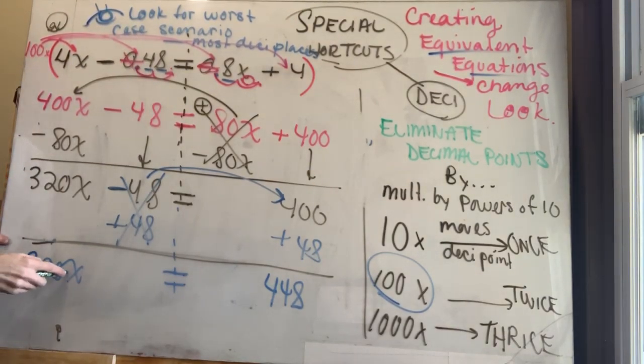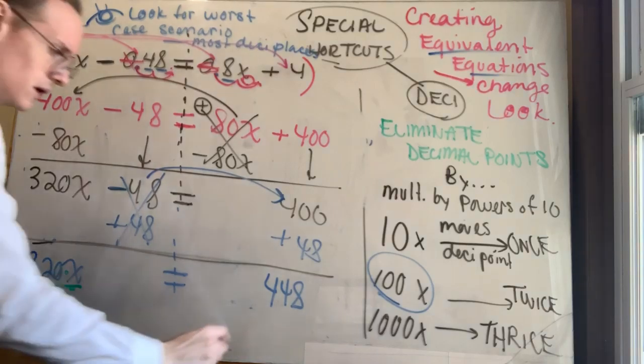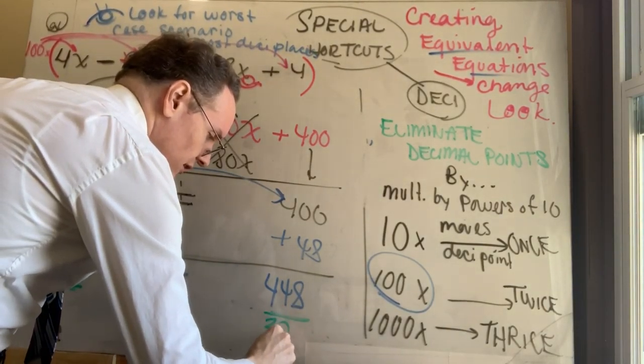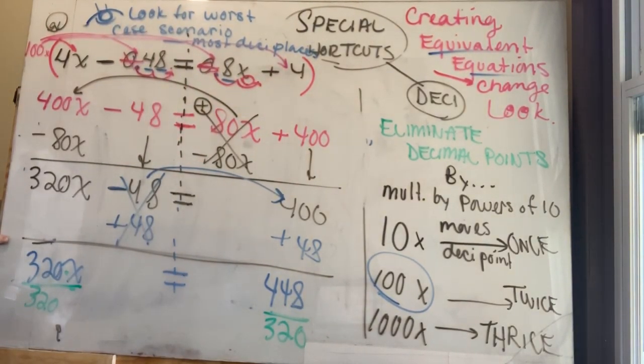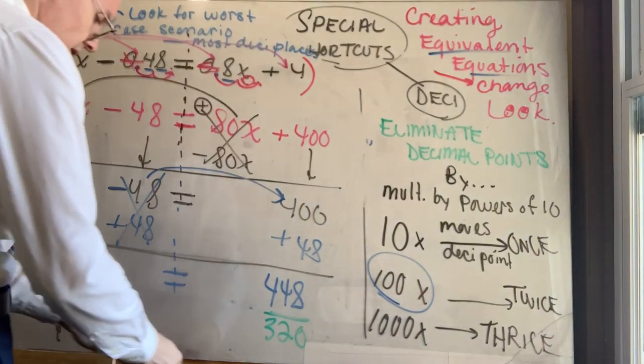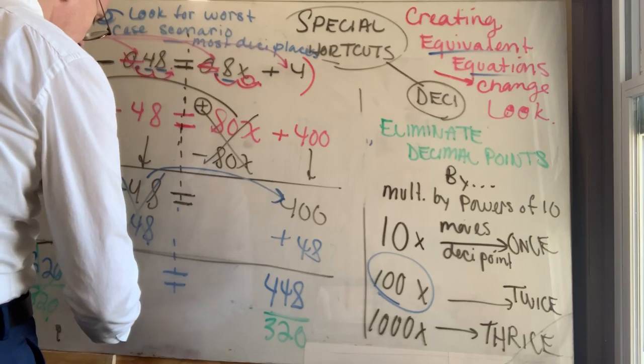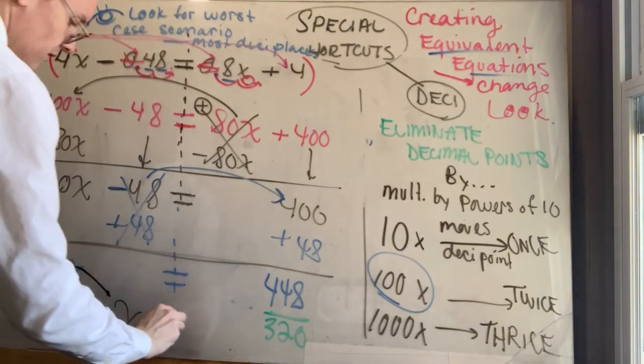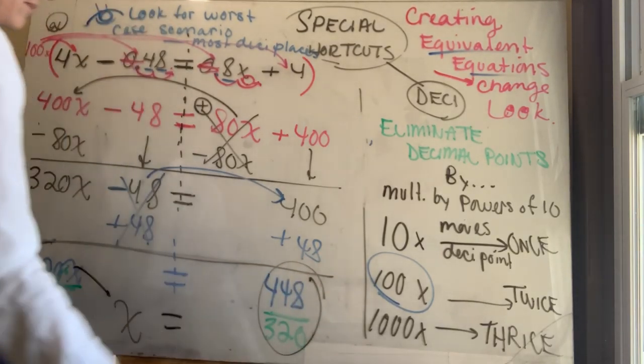And now the last thing is to divide by the coefficient here. The opposite of multiplying by 320 is to divide by 320. It's very sloppy, sorry. And if you do to one side, do to the opposite side to make it neutral. Okay. 320 divided by itself is just 1, which you don't have to write. The x that's left over is equal to whatever this is simplified.